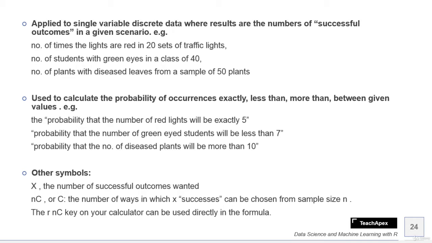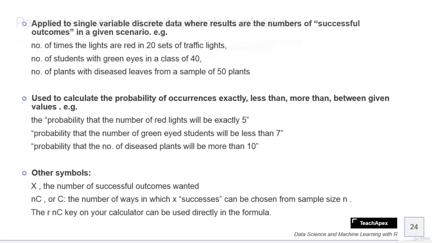Like the other symbols, x is the number of successful outcomes wanted, and nCr or C is the number of ways in which x successes can be chosen from sample size n. The nCr keys on a calculator can be used directly in the formula. The nCr keys are based on this distribution, where the number of cases and outcomes are defined, and it is denoted here.